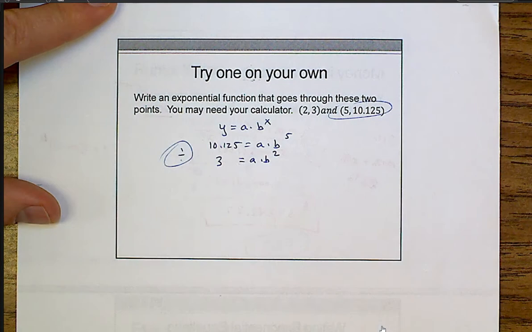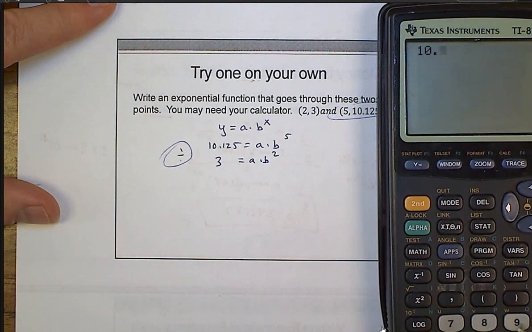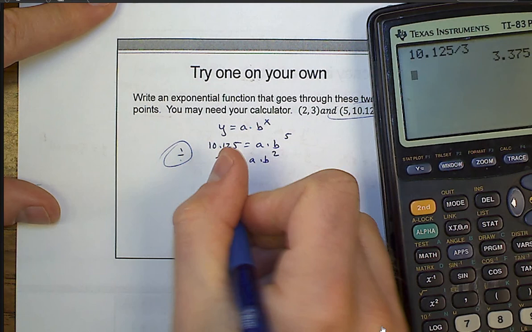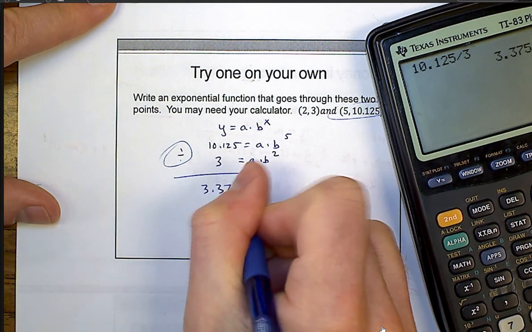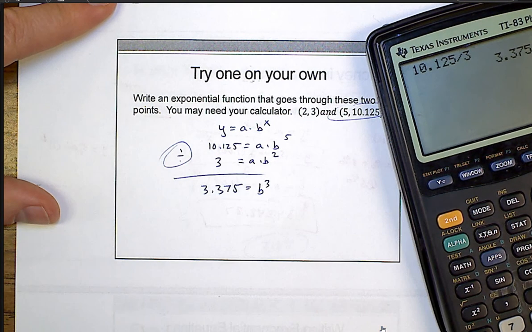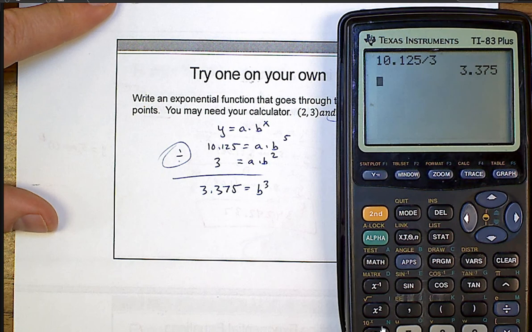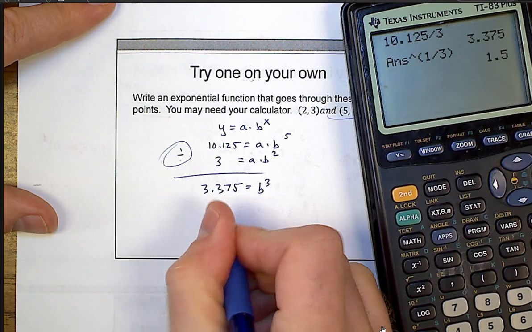So I got to take my calculator out and get 10.125, and I'm going to divide that by 3. I got 3.375 equals, my a's basically cancel out, and I get b to the third. So I got to take the cube root of that. You can do that a couple different ways in your calculator. I'm just going to raise it to the 1/3 power. It's the same thing as taking the cube root. And I get 1.5. So 1.5 equals b.